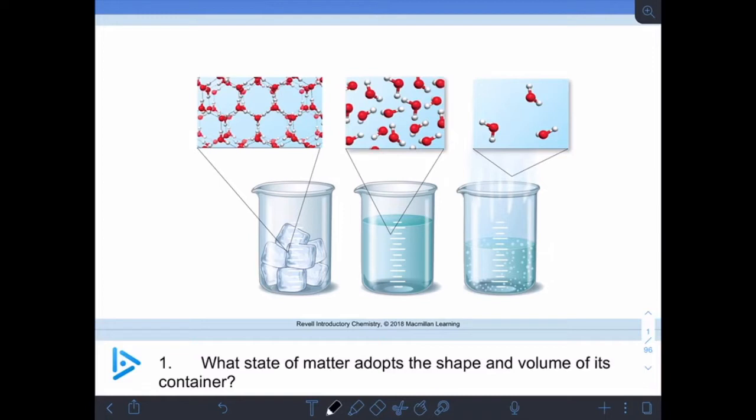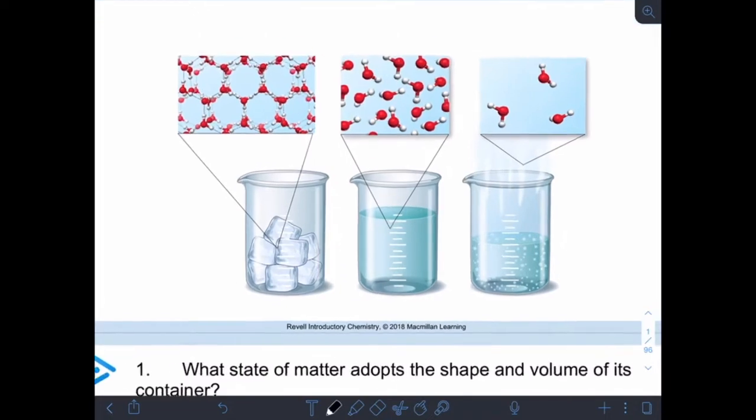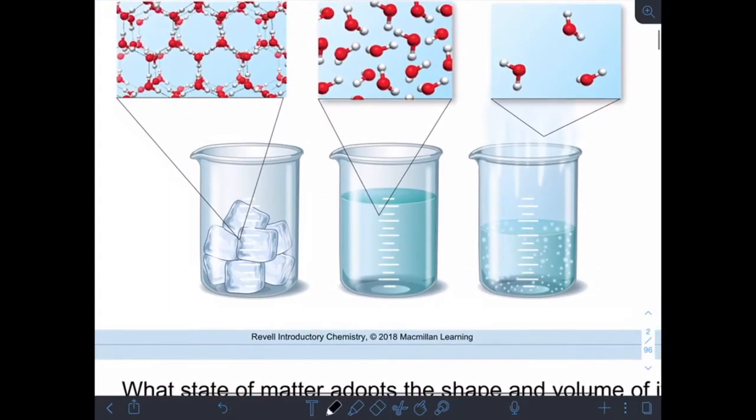This particular slide is showing three different states of matter. In this case, we're looking at water in particular. On the left, we've got a solid. In the middle, we've got a liquid. And on the right, we have gas. This is showing boiling water, and in particular, we're looking at the vapor up here for the gas.